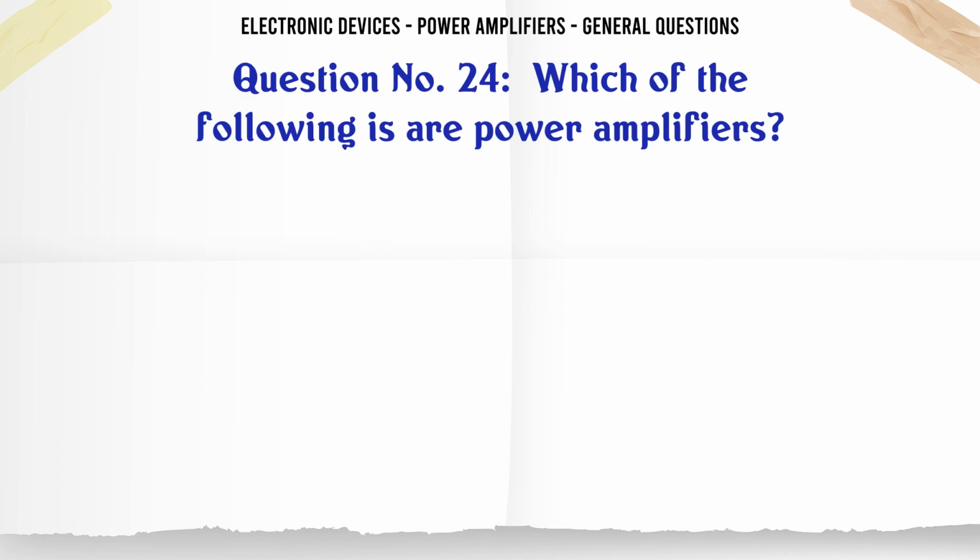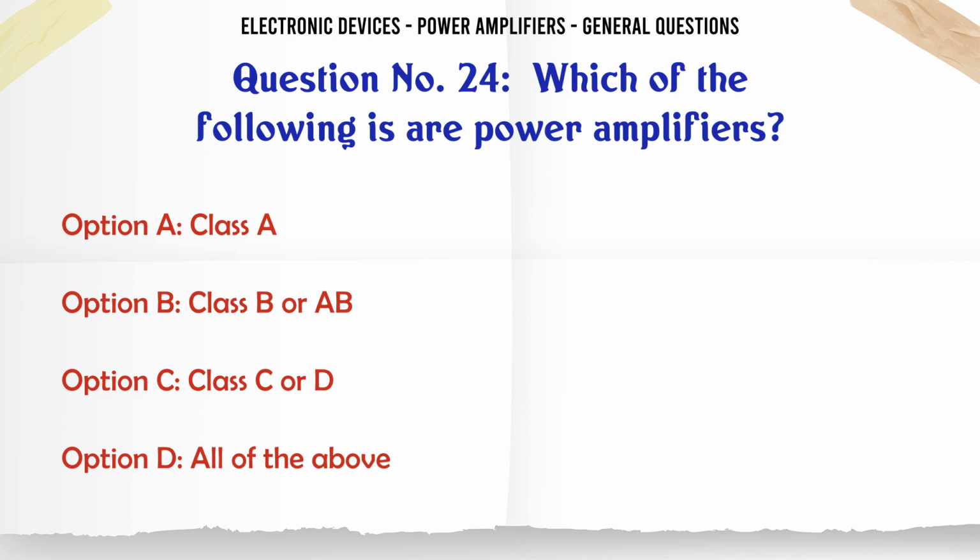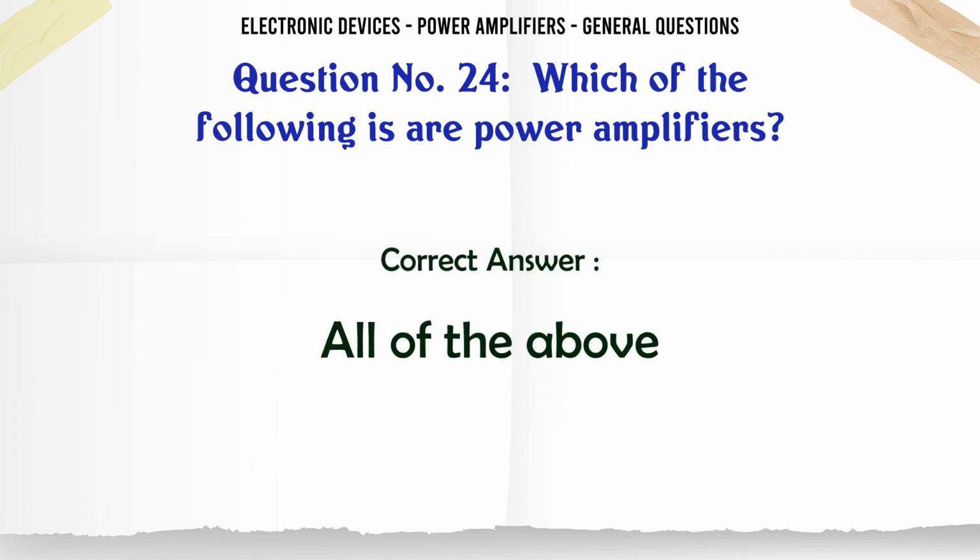Which of the following is a power amplifier? A: Class A, B: Class B or AB, C: Class C or D, D: all of the above. The correct answer is all of the above.